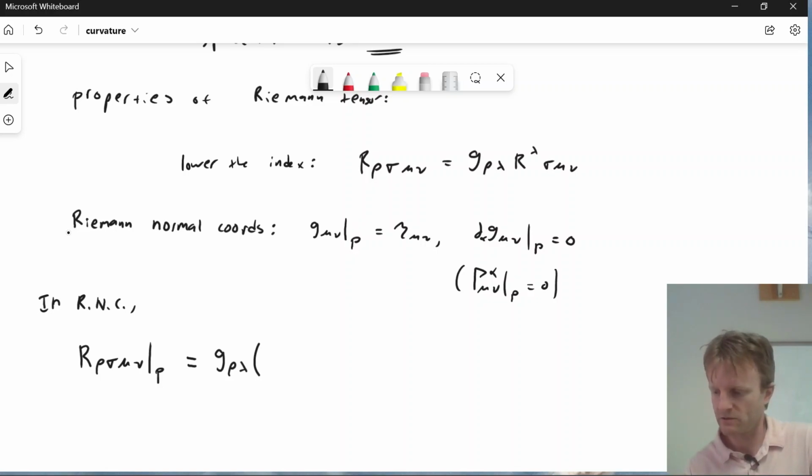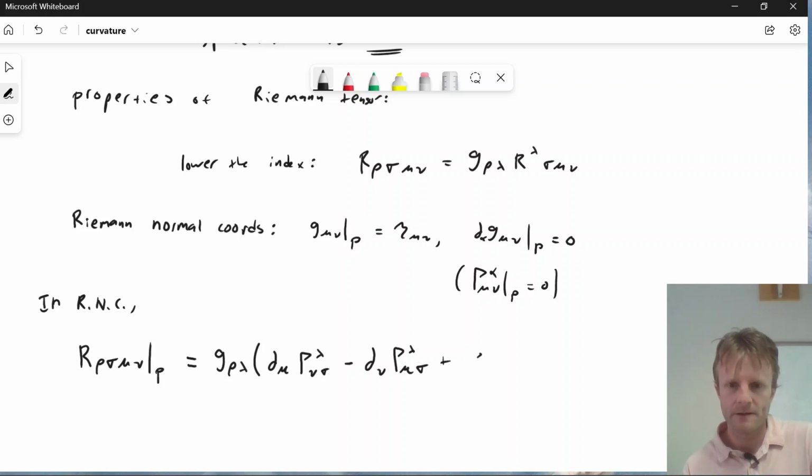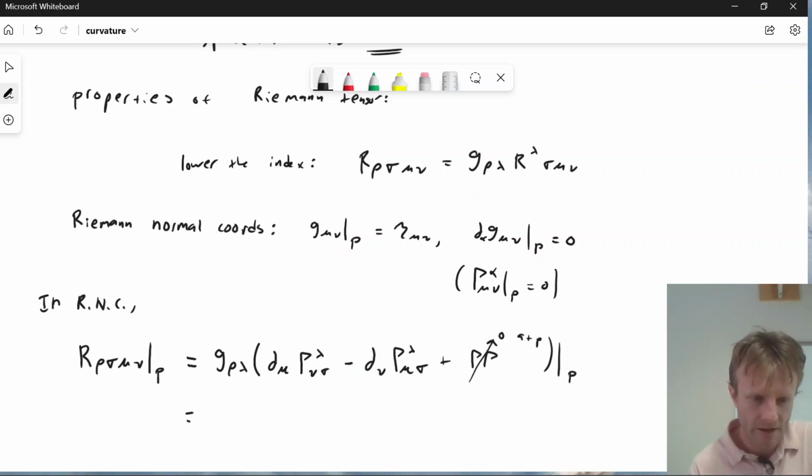But we're not going to need the terms that involve Christoffel squared. We're just going to need the derivative of Christoffel terms, because the Christoffel squared terms are all going to vanish, because the Christoffel symbols vanish at that point. So we're just going to need the term del nu Gamma^lambda_{mu sigma}, minus del mu Gamma^lambda_{nu sigma}. The gamma terms go to 0 at P. And now we expand out the Christoffel symbols.